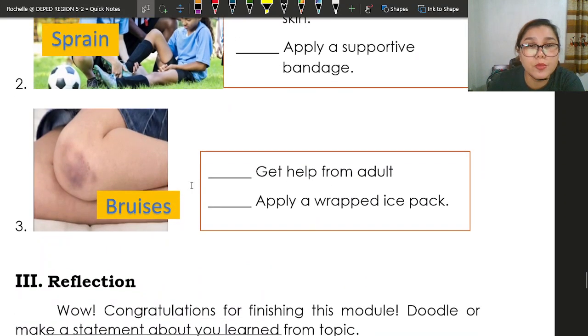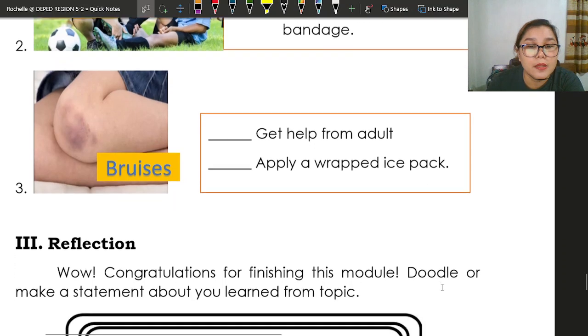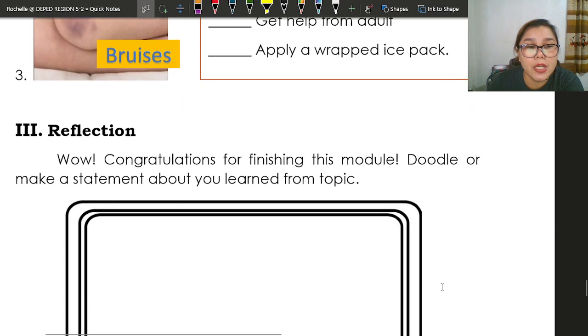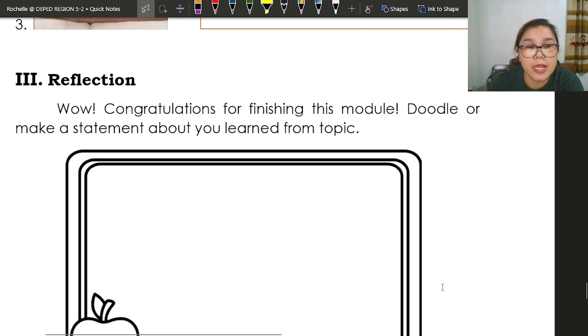Number 3, for bruises, get help from adult. Apply a wrapped ice pack. Ulitin ko. So, it needs 1 and 2 na lang. For the first blank, get help from adult. Second blank, apply a wrapped ice pack. When you're done, let's proceed to the last page.